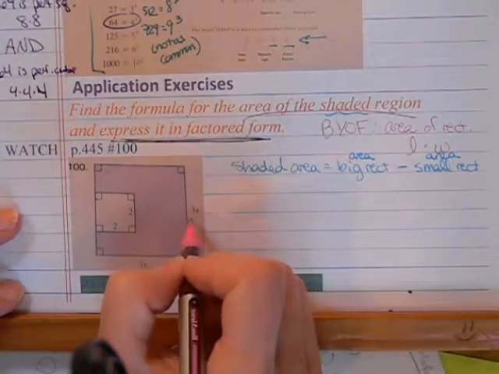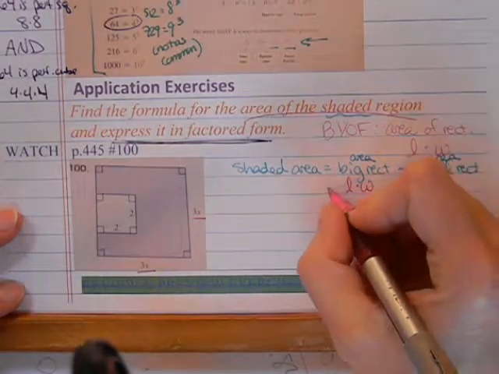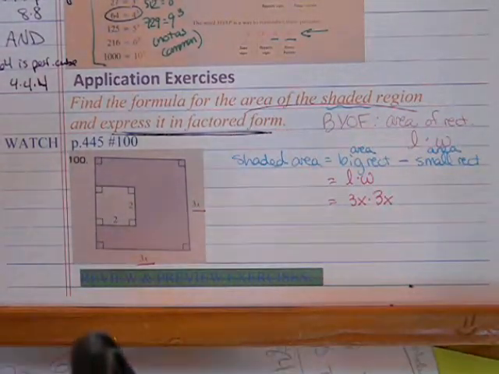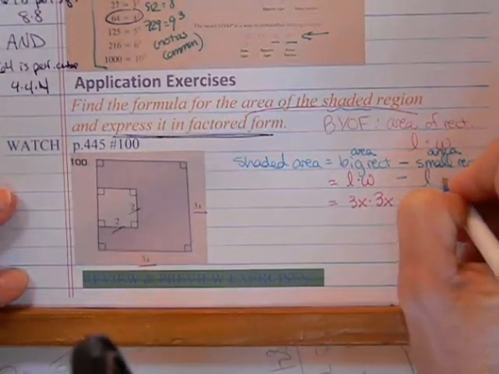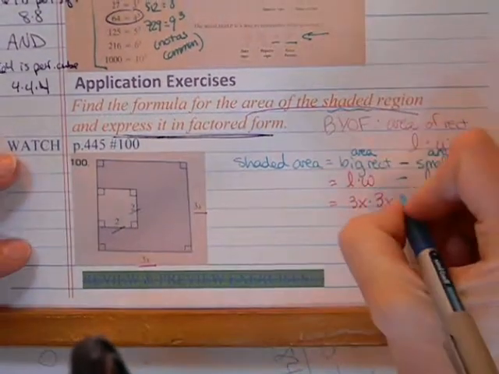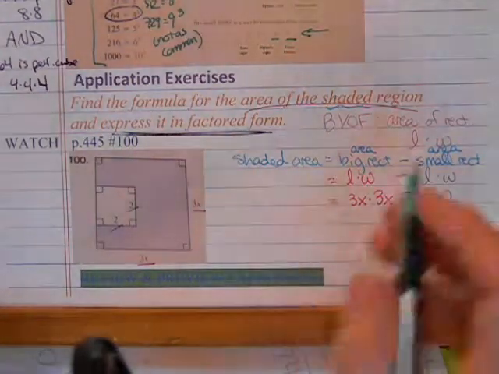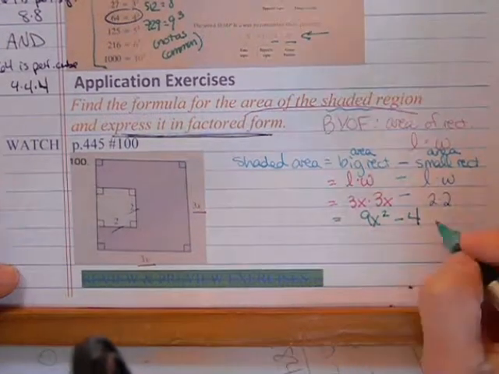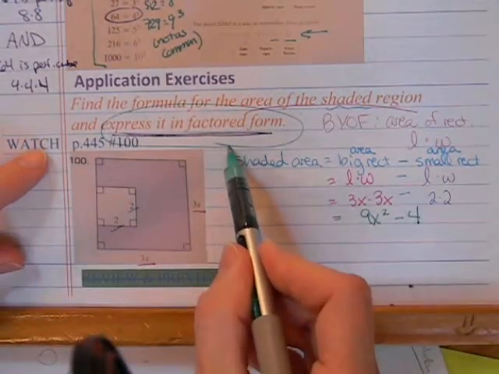So in this case, the big rectangle has a length times width of 3x times 3x. And the small rectangle has a length times width of 2 times 2. What you get then is, when you multiply that out, 3x times 3x is 9x squared, minus 2 times 2 is 4. That's an expression for the area. But then we're going to practice factoring it, okay?